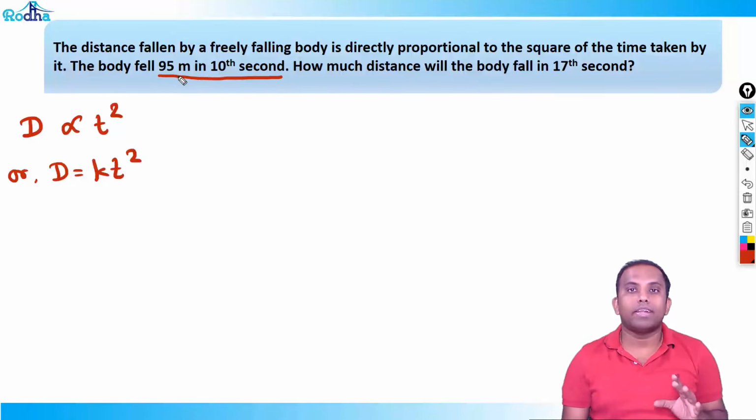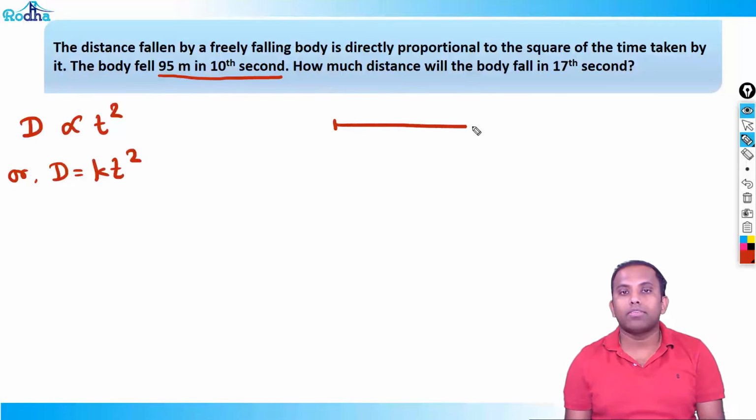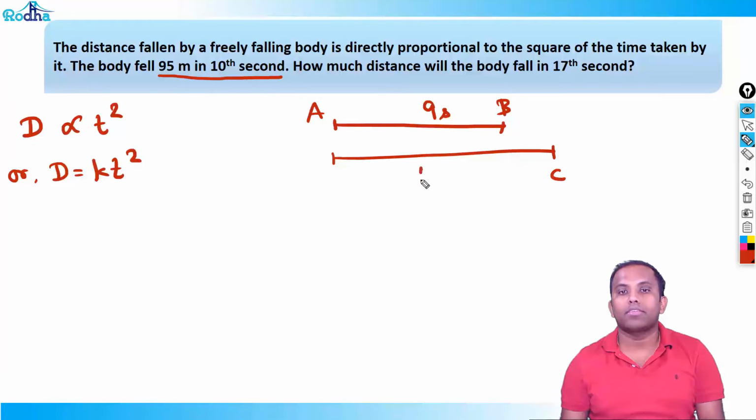The difference between 10 seconds and the 10th second: the 10th second means how much you traveled just after 9 seconds and up to 10 seconds. Suppose you went from A to B in 9 seconds and from A to C in 10 seconds. This is the distance which you traveled in the 10th second, after 9 seconds and before 10 seconds. So only the 10th second I need to calculate. This is 95 meters in only the 10th second.